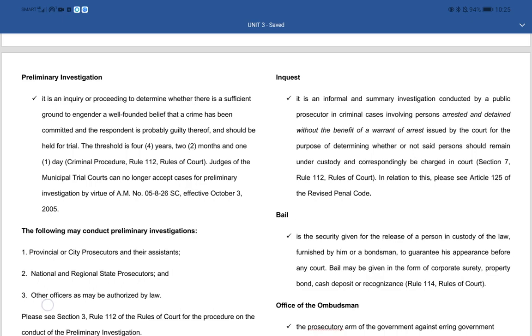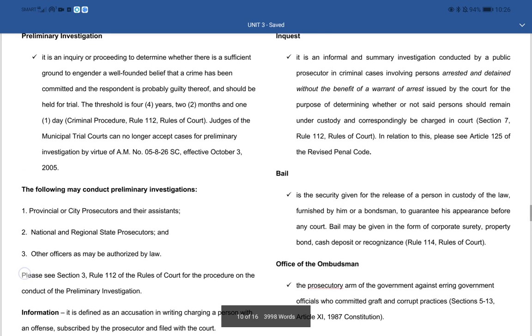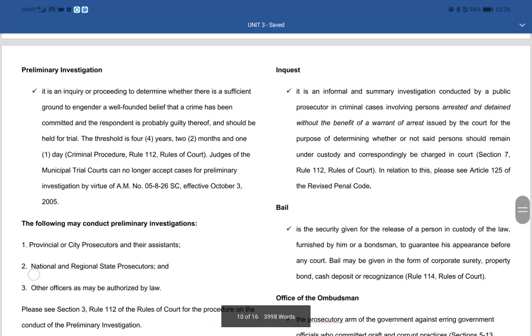Okay, so the following may conduct preliminary investigations. It could be the provincial or city prosecutor, the national and regional state prosecutor. The officers may be authorized by law. Pero dapat mga lawyer jud na siya. Usually jud sa Philippine system, ang mukandak og preliminary investigation is the city or provincial or municipal prosecutor. Okay, so information, we're done with that.